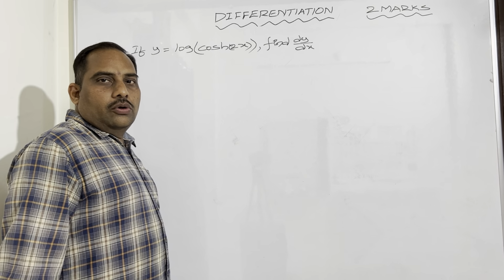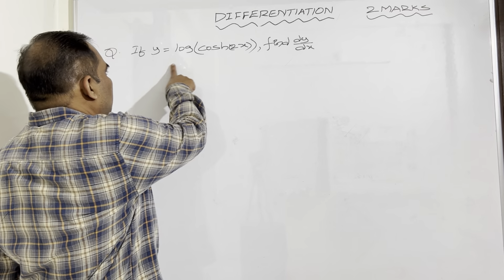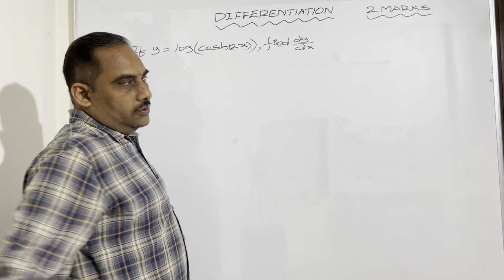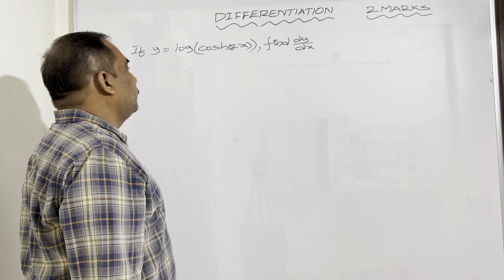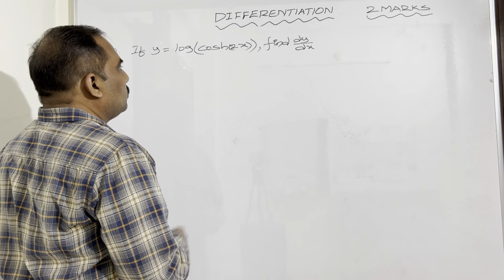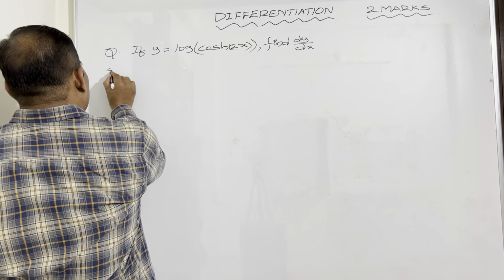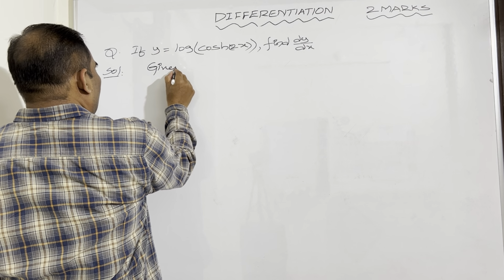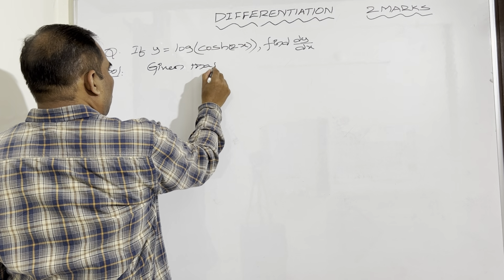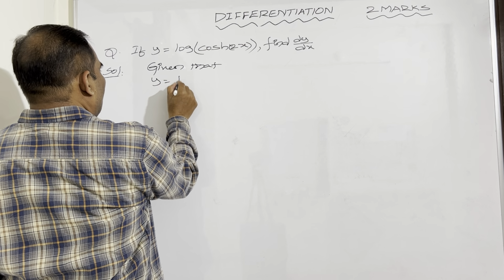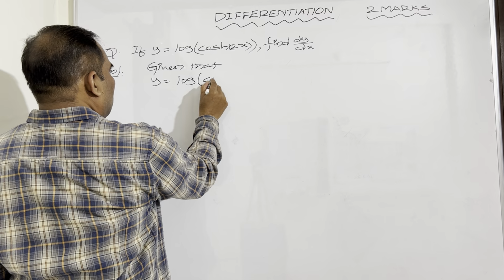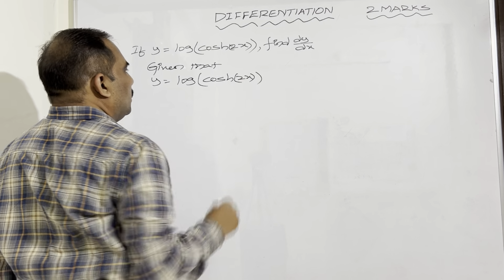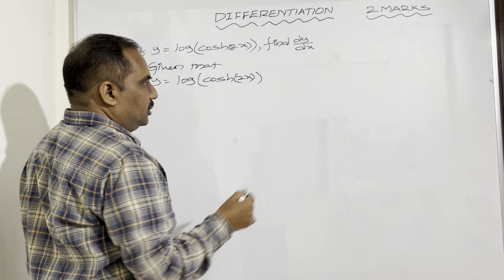In this video we are going to discuss, if y is equal to log of cos h 2x, find dy by dx, which is also a PYQ question. So now how to find dy by dx here. Given that y is equal to log of cos h 2x. So now differentiating with respect to x.